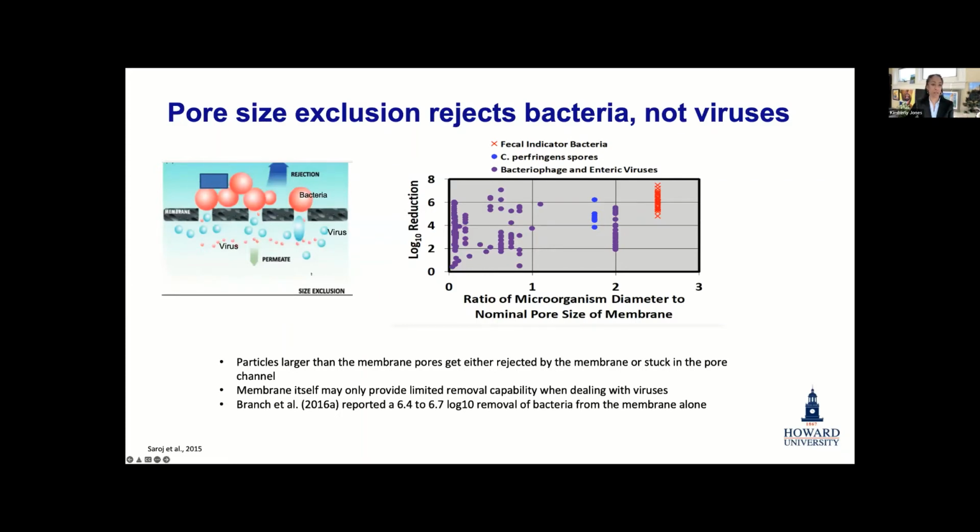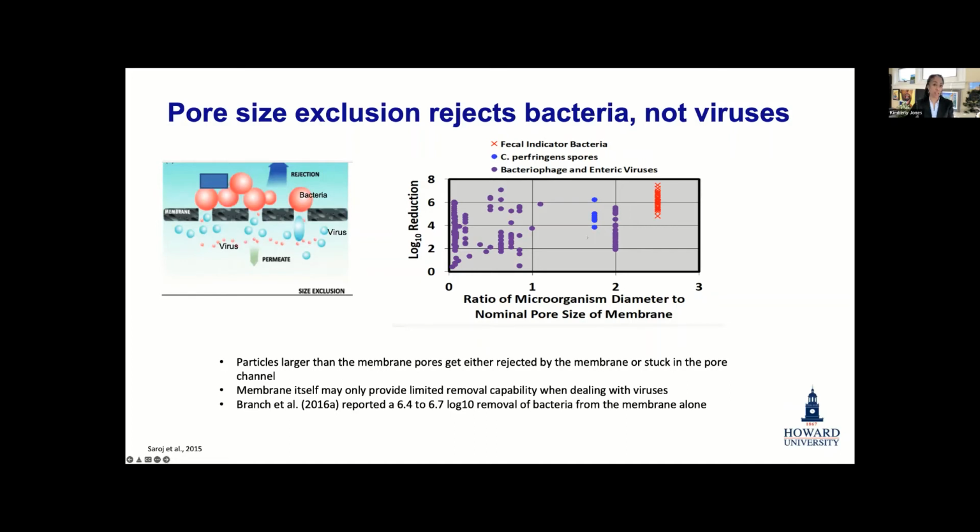And here's just another study. On the left is a graphic that I think Theo made just to show you really what is happening. It's a very simple size exclusion situation where the bacteria tend to be larger. They won't go through the membrane. The viruses are smaller, so you have to think of them differently.